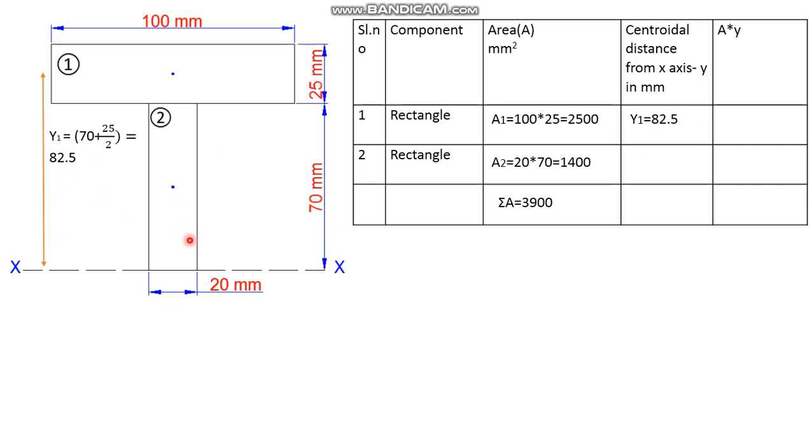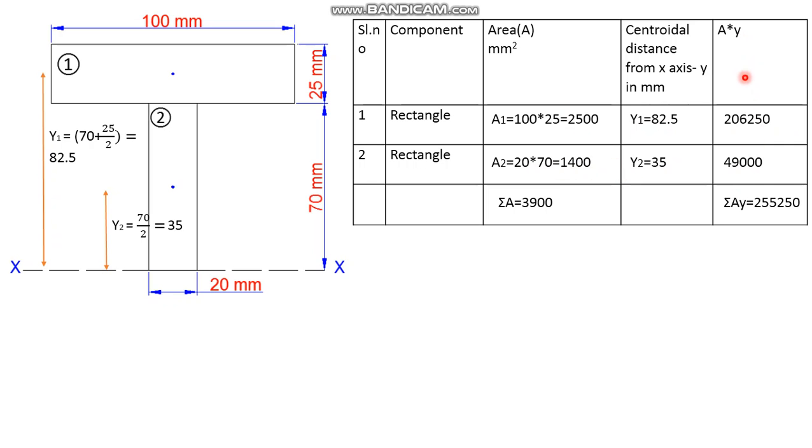Next, similarly you have to find it for the second area. The centroid of the second area is from here, once again this is y2. Y2 will be from here to here, the second area's distance, which is 70 by 2, that is 35 mm. Then after finding area and y, calculate ay1 and ay2.